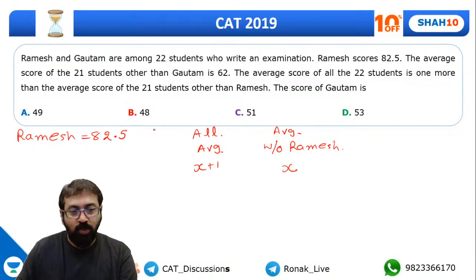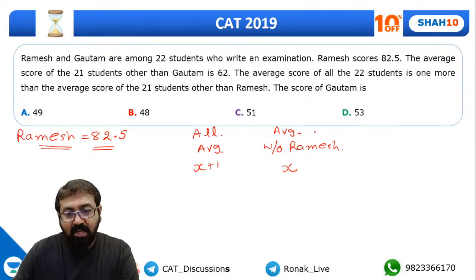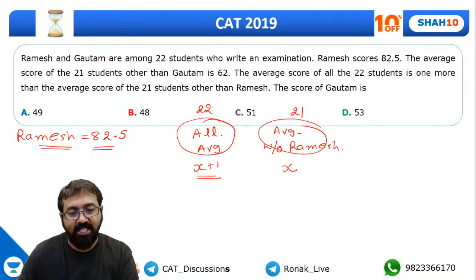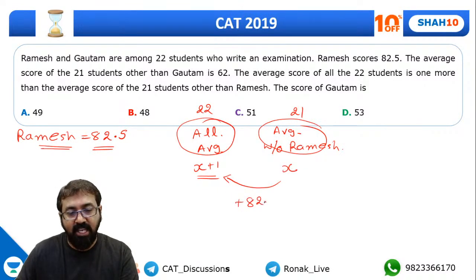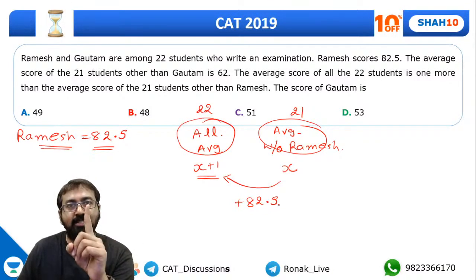Okay, so guys, once again, the marks of Ramesh are given as 82.5. Average score without Ramesh, that means of 21 students, is X. So the average score of all the students, that is including Ramesh, so the average score of 22 students, is X plus 1. That means when Ramesh comes to the class, because of the addition of these 82.5 marks, the average score of all 22 students is increasing by 1.